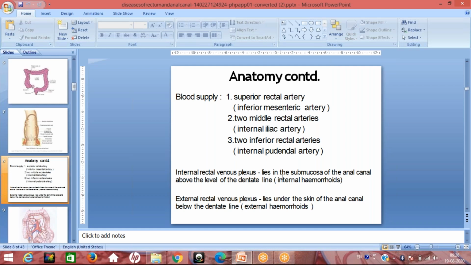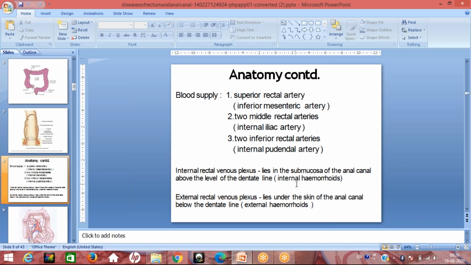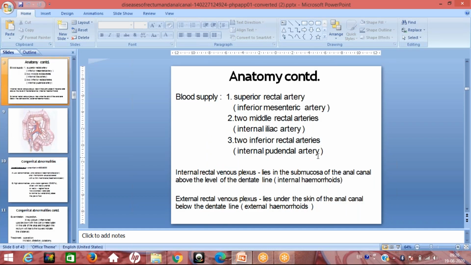The circulation also differs accordingly. Below the level of the dentate line are the external hemorrhoids, and above the level of the dentate line there is the internal rectal venous plexus, which gives rise to internal hemorrhoids. There is a watershed area where both the portal circulation and the systemic circulation can be involved, depending upon the location of malignancies. So the drainage is both by portal circulation and by systemic circulation.